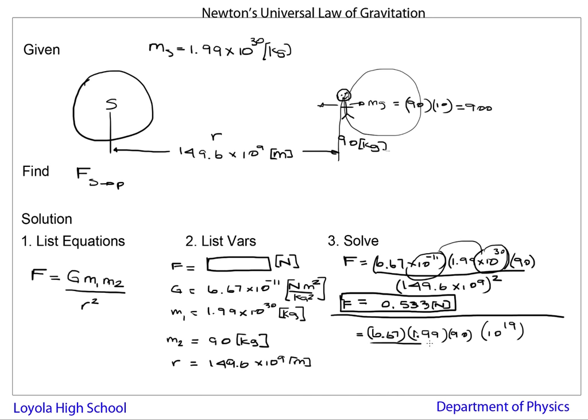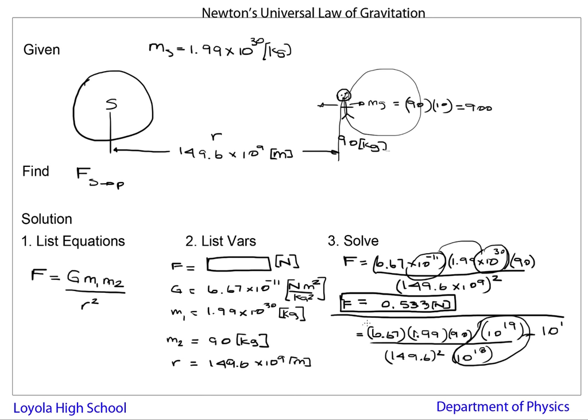Then I'm going to divide by that 149.6, and it's squared. But also this times 10 to the 9th is squared. So 10 to the 9th times 10 to the 9th is really times 10 to the 18th, because I'm adding the exponents. And then check this out. I have these guys that are divided. So when I divide, I can subtract exponents. 19 minus 18. So these two become times 10 to the 1. 19 minus 18 is 1.